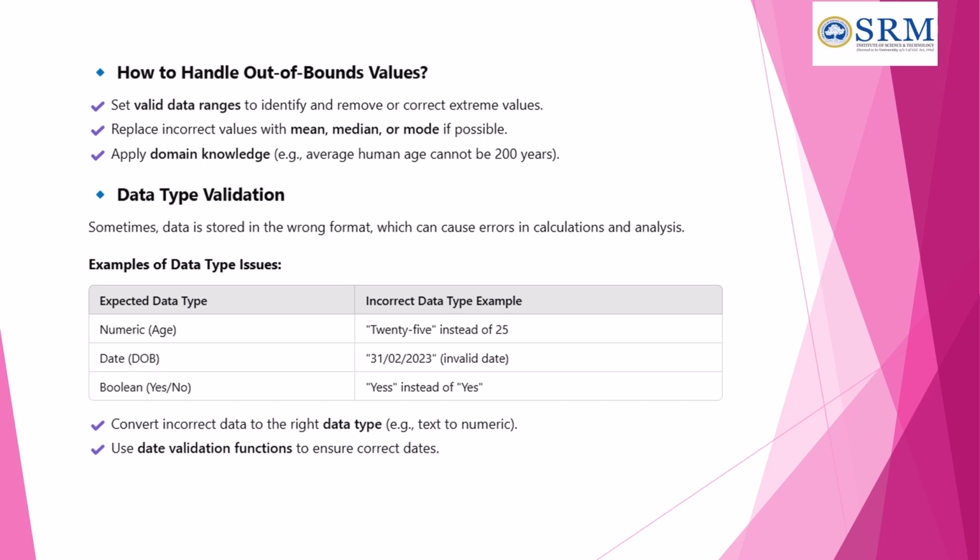Sometimes Boolean fields that should say yes or no might have misspellings like YESS. To fix these problems, we convert data into the correct type, such as turning text into numbers, and use special functions to check if dates are valid before using them. This step helps keep data clean and useful.